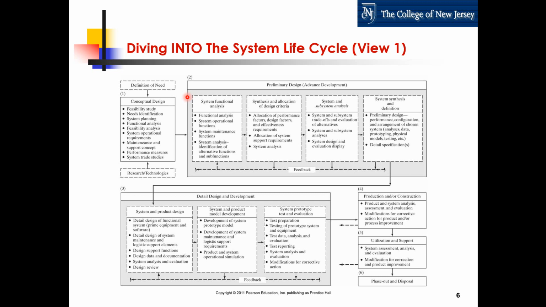So once you have a good view of the functionality of this system, you can start synthesis, which is developing the hows, an allocation of those design criteria, and you can start allocating performance factors and effectiveness requirements, and allocating the support requirements, and analyzing what you have thus far. So now you're starting to, at a system level, synthesize something and develop the hows of the system.